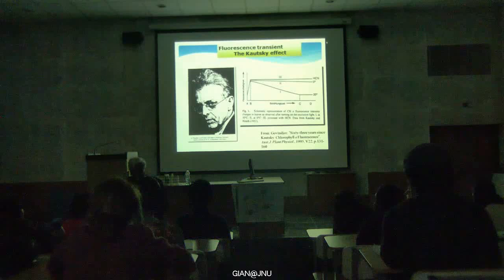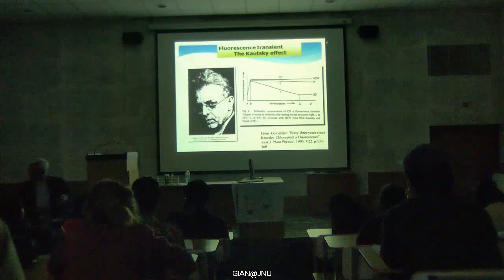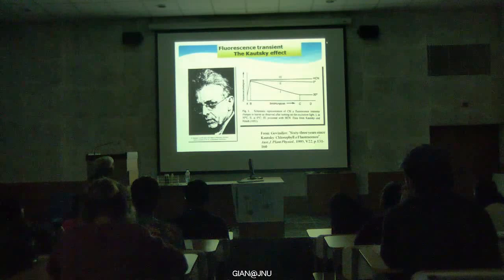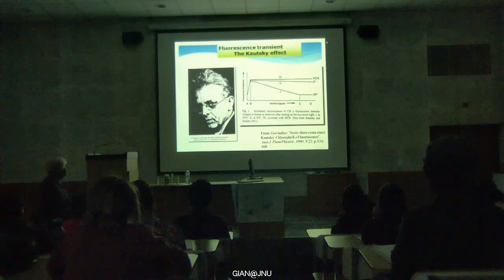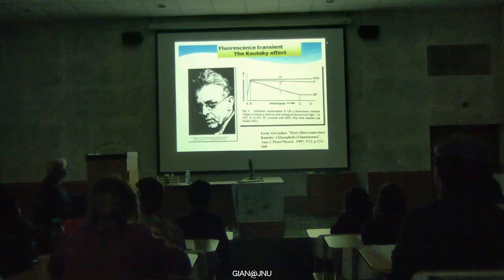So basically, this is a schematic representation of what he wrote in a text: chlorophyll fluorescence changes in a leaf depending on the temperature and light, and it was published in 1931 in Germany. This phenomenon of fluorescence changing over time has now been named the Kautsky effect.